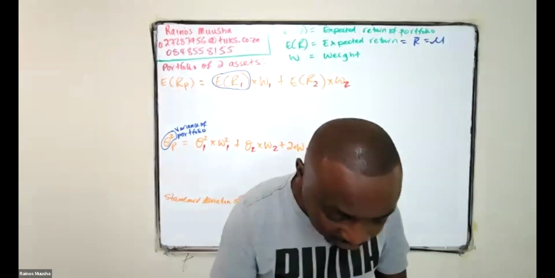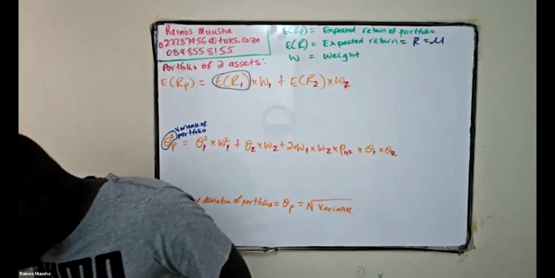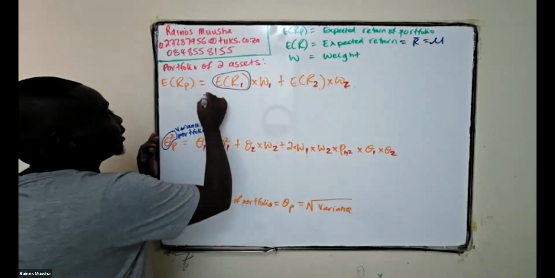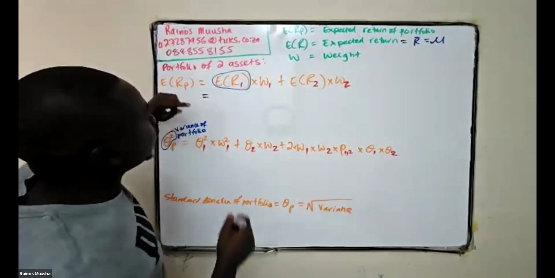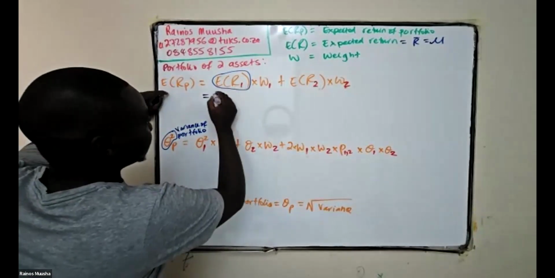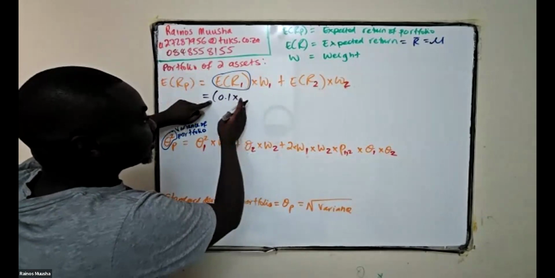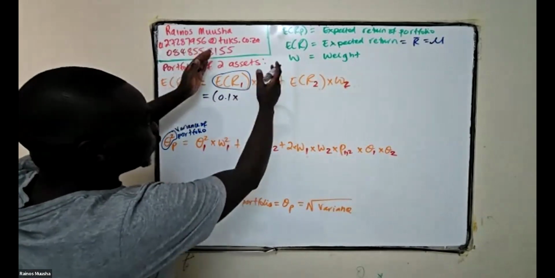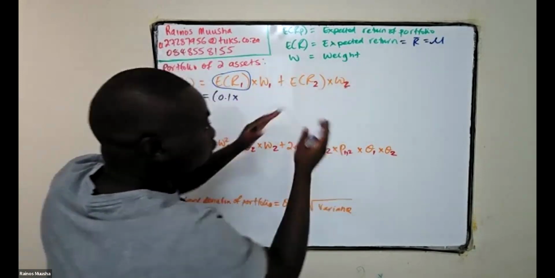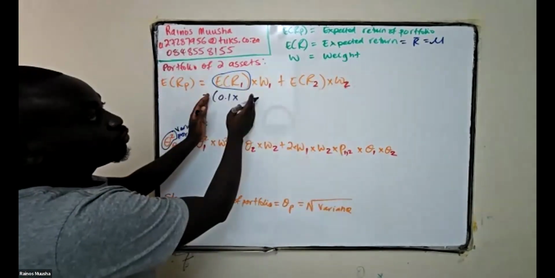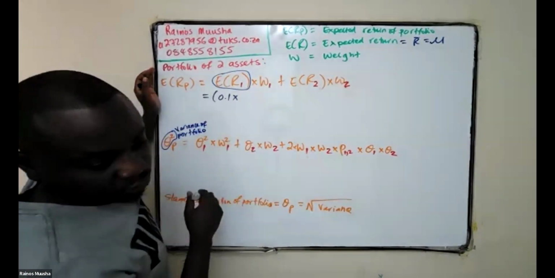Well, from the information there, for the expected return of the portfolio, the return of asset 1, we were told it's 10%, so as a decimal it is 0.1. Multiplied by, I prefer to put it in brackets so that I know I'm solving this separately, to make my life easier, the weight of asset 1.